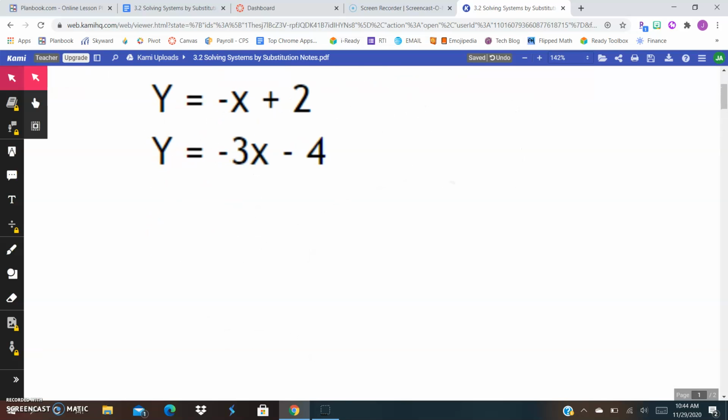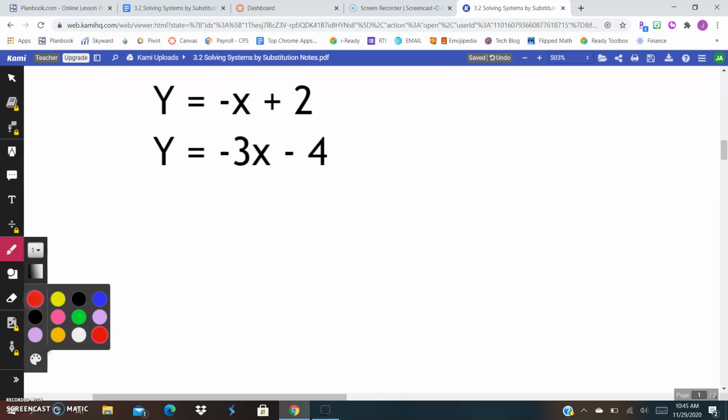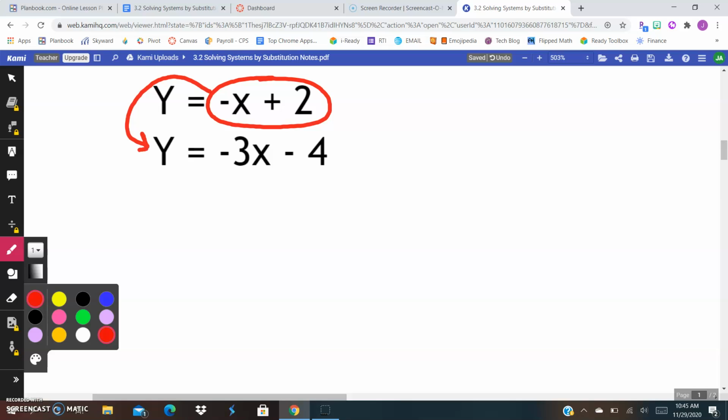Now for this one, they're both equal to y. So we are going to take one of them and replace the other y with it. It doesn't matter which one. So that y is now -x plus 2. And then over here we have -3x minus 4. And we have to go through and simplify.